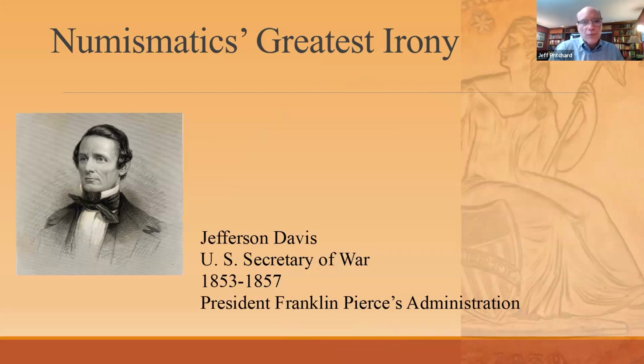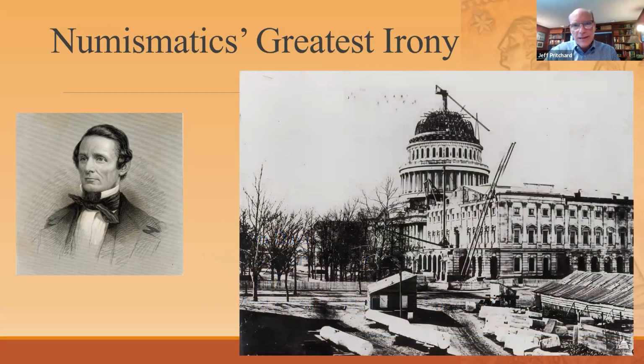It's often overlooked, but prior to the Civil War, Jefferson Davis was the United States Secretary of War. This was between 1853 and 1857 under Franklin Pierce's administration. And in addition to those responsibilities, Jefferson Davis had been tasked with the Capitol extension construction. That included overseeing the creation of a 20-foot tall bronze statue that was to be placed at the very top of the Capitol dome, a statue of freedom.